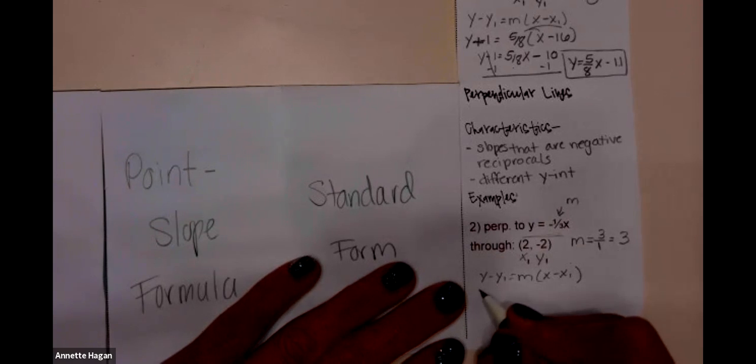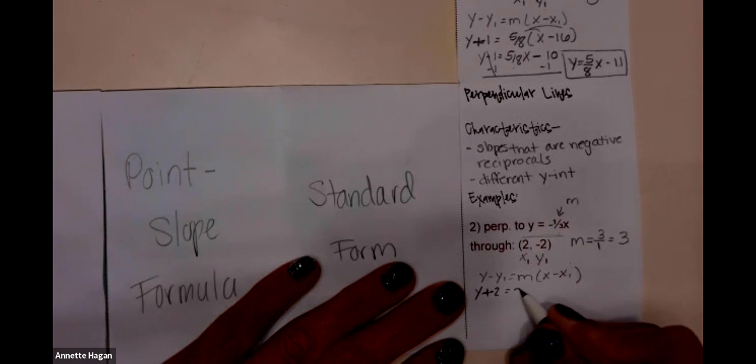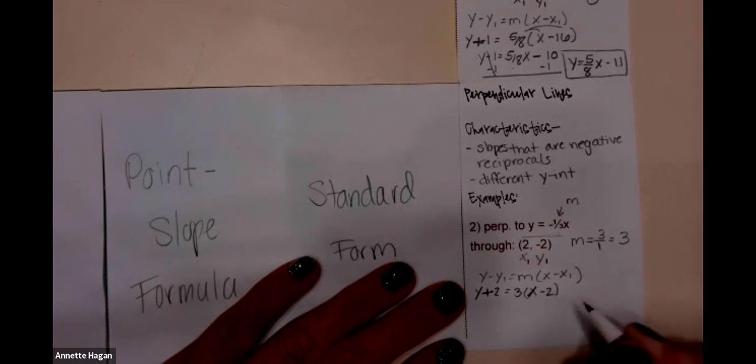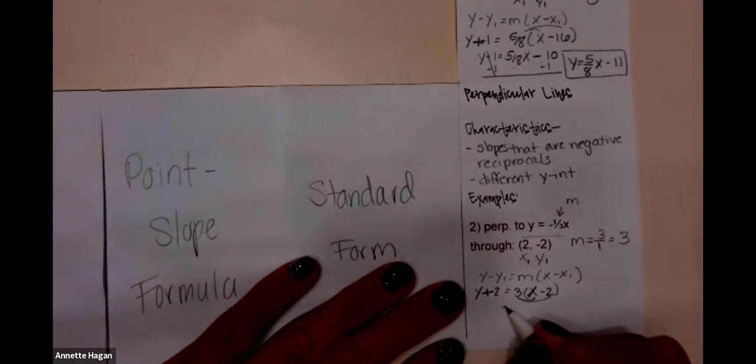So now we're going to plug that into my point slope equation. So y minus -2, which we know becomes plus 2, equals 3 times x minus 2. That's the endpoint slope. And now we're going to put it in slope intercept by distributing that 3. So I have 3x minus 6 equals y plus 2.